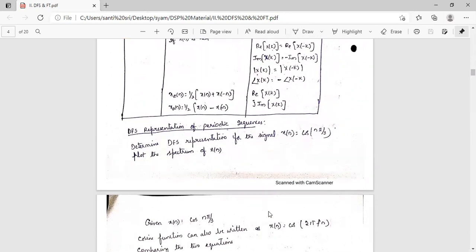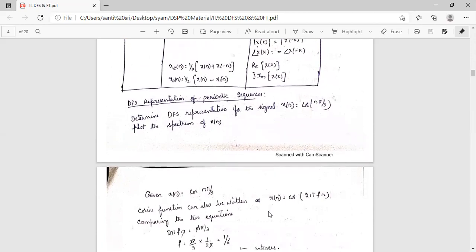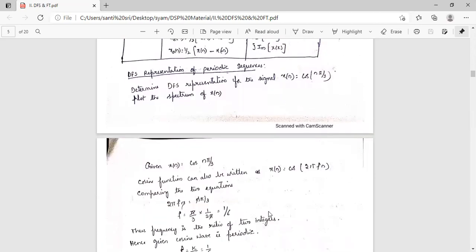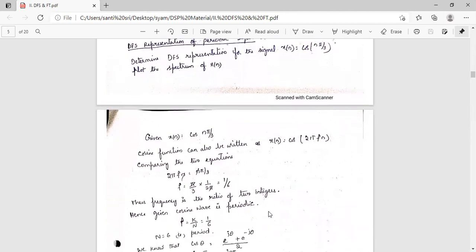So here we have done a small problem: determine the discrete Fourier series representation for the signal x(n) = cos(nπ/3), and plot the spectrum of x(n) also. So consider x(n) = cos(nπ/3). This is a cosine function. The general form of the cosine function is cos(2πfn). So the given function is cos(nπ/3).